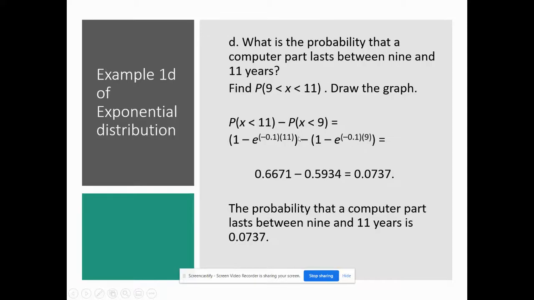All right, I'm going to tell you again. Do this part first, and then subtract it from 1. Then do this part first, subtract it from 1, and then do this minus that. Do it in parts. If not, you're going to get some wonky answers. So I did the probability x is less than 11 is 0.6671. The probability x is less than 9 is 0.5934. So that minus that gives me 0.0737. So the probability that a computer part lasts between 9 and 11 years is roughly 7%.